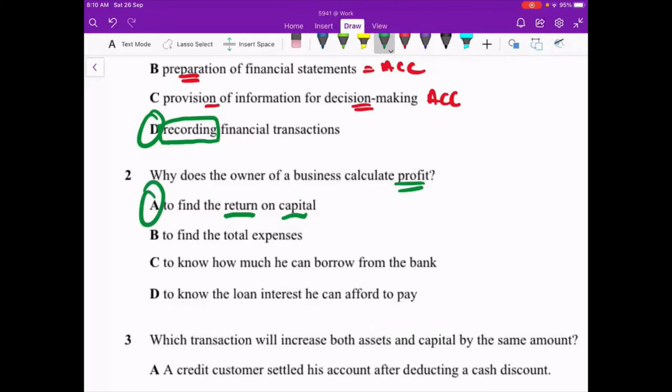To find the total expenses. Normally owners are not really interested in the expenses. Even though they may be interested in the expenses, the question is asking why they calculate the profit. They calculate profit to know how much money they get back from the investment they invest. Okay, next one.